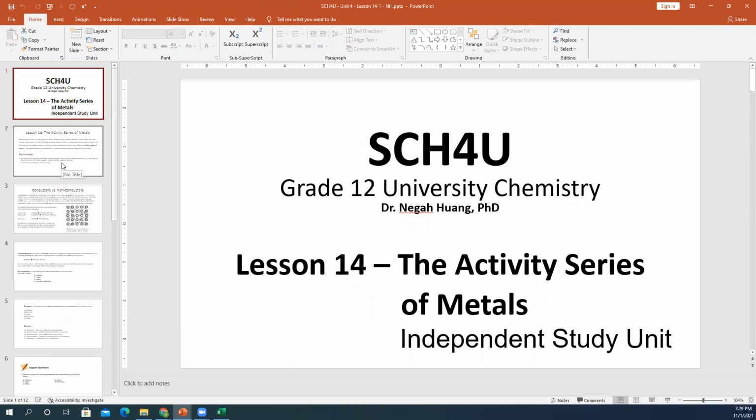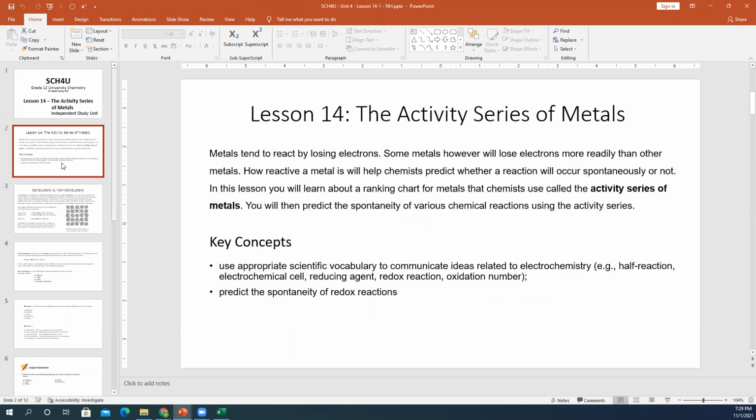So here we're going to talk about the activity series of metals. And what we mean by activity series is that metals tend to react by losing electrons. And some metals will lose electrons more readily than others. And this will be indicative of how reactive a metal is. And how reactive a metal is helps chemists to predict whether a reaction will occur, whether that reaction will occur spontaneously or not.